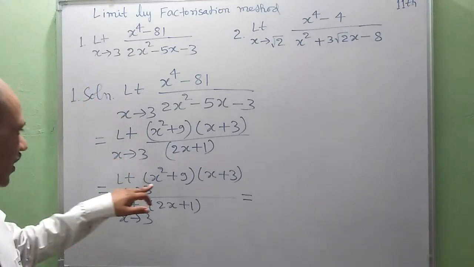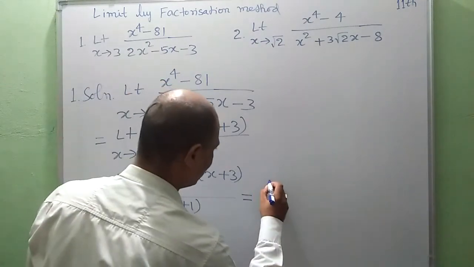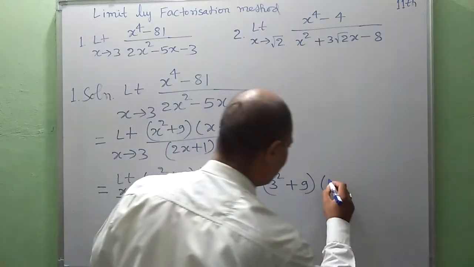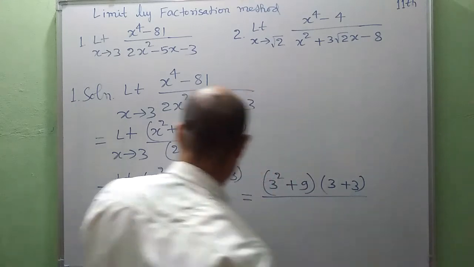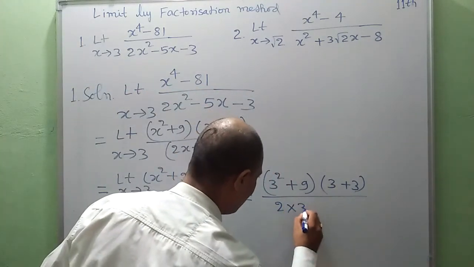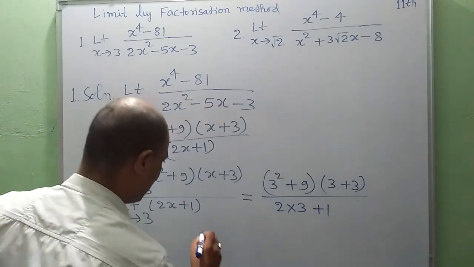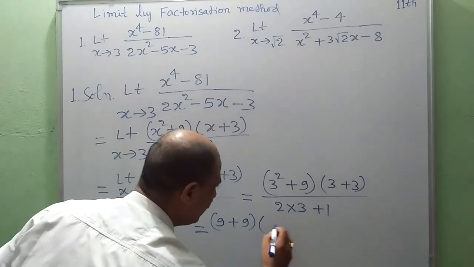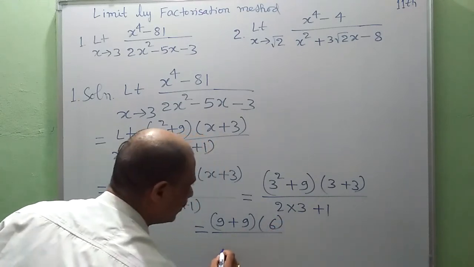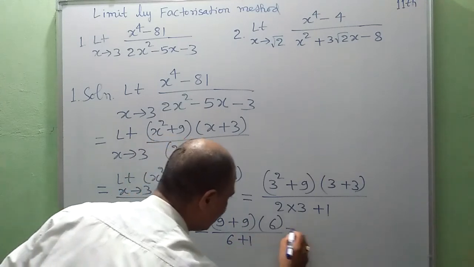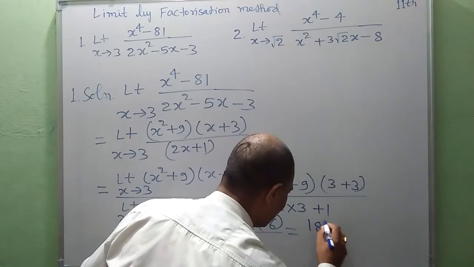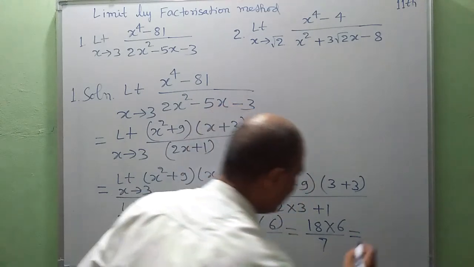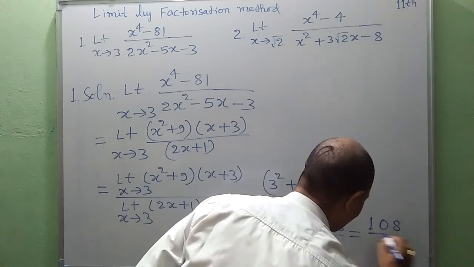Now we have to replace value of x by 3 like this. 3 square plus 9, here 3 plus 3, by 2 into 3 plus 1. It is 3 square, that is 9, plus 9, into 3 plus 3, that is 6, by 2 threes are 6, plus 1. Now we have 9 plus 9, that is 18, into 6, by 6 plus 1, that is 7. It is 18 sixes are 108 by 7.